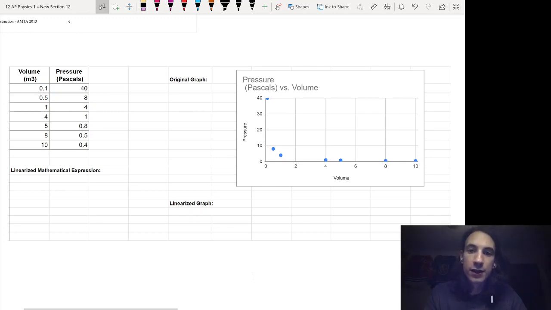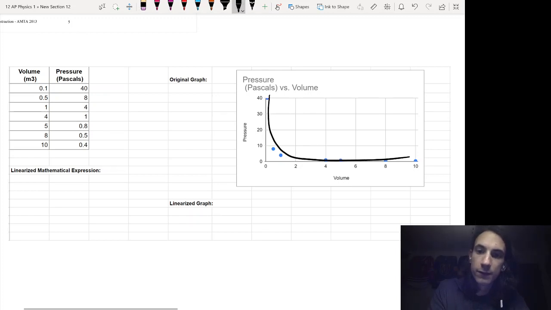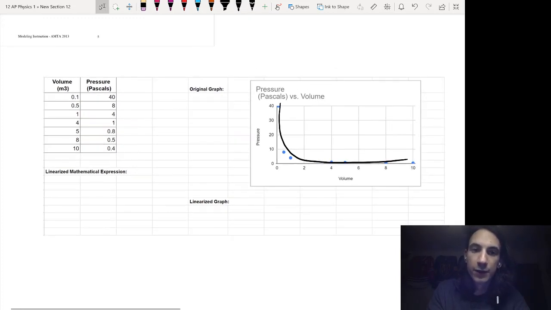Over here, I came in and graphed this graph for you. For some reason, Google Sheets won't let me do an inverse graph. I don't know if I just can't find it. But this looks like an inverse relationship. As our volume increases, our pressure decreases. So we have this nice inverse curve, that inverse fit that we're used to.